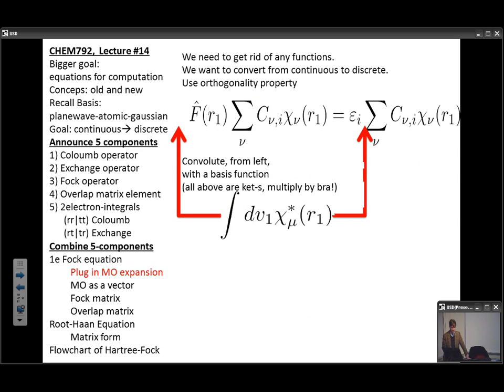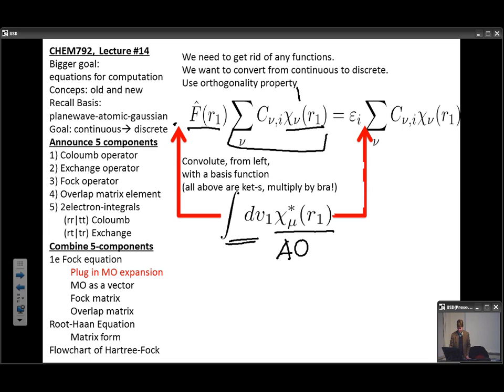So it is just an illustration of what we are doing. So this is the Fock operator. This is the expansion of the molecular orbital in the basis of atomic orbitals. And here is our arbitrary atomic orbital that we are plugging in from the left onto the left and right sides of the equation, and then we are integrating it over our independent variable, so that it will be analogous to bra and ket convolution.